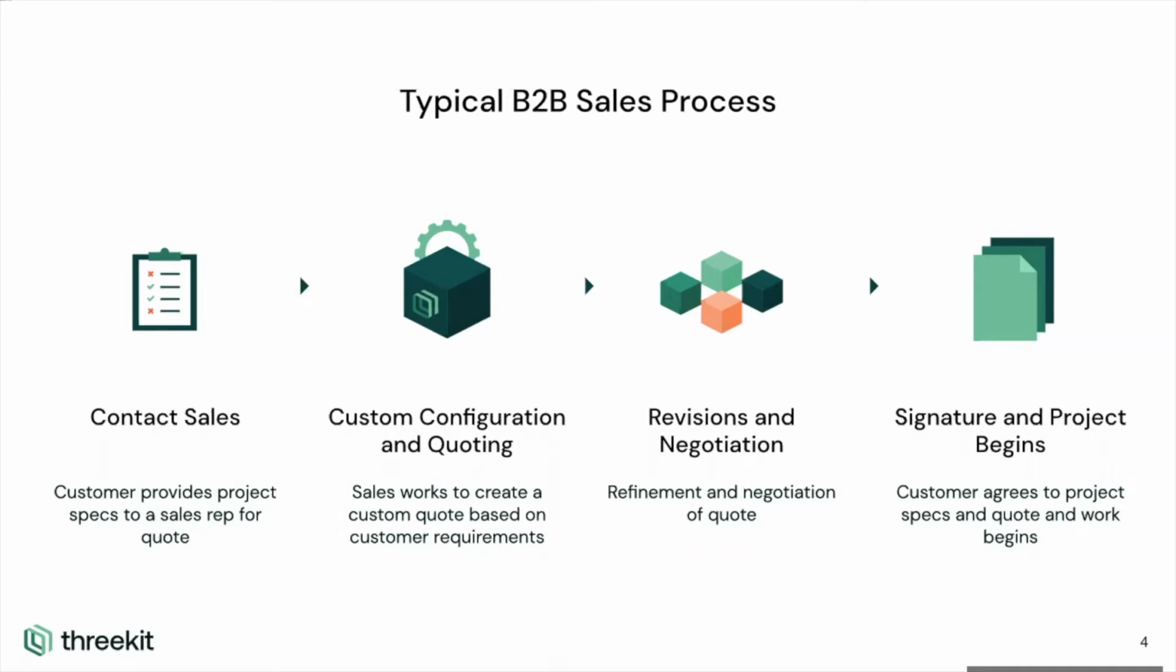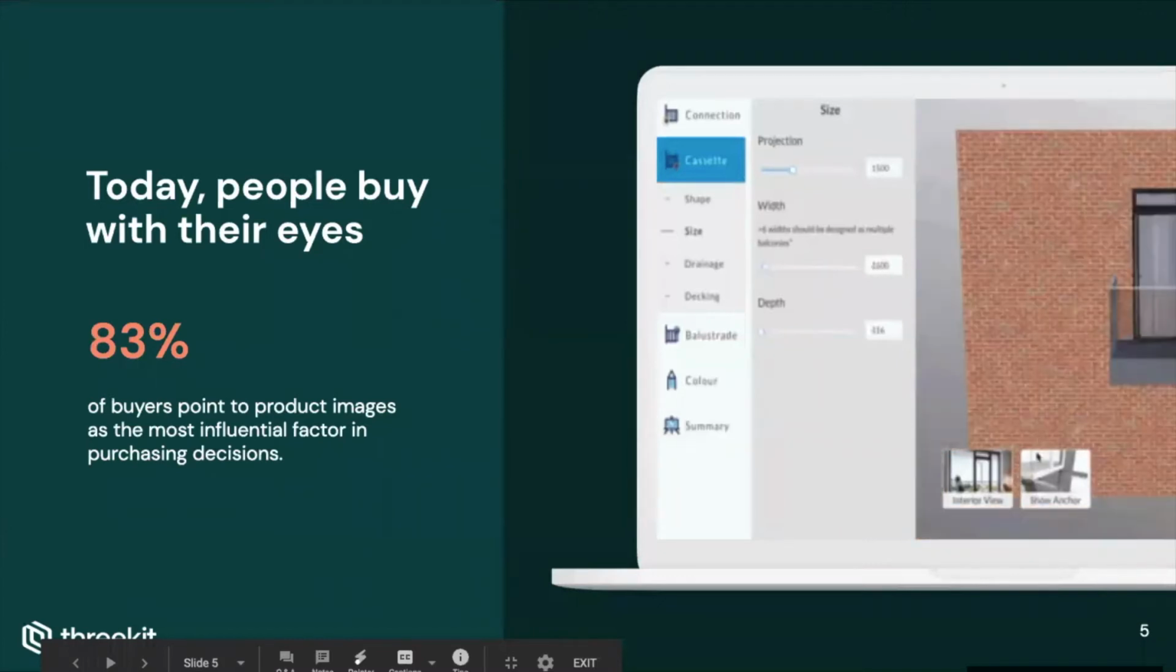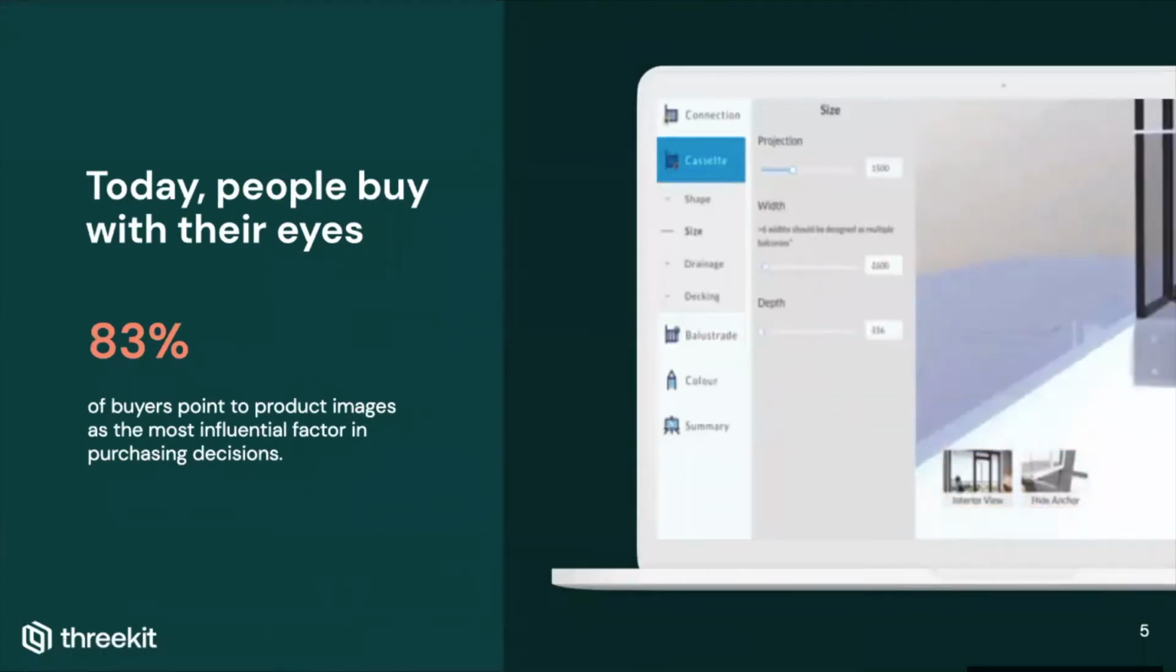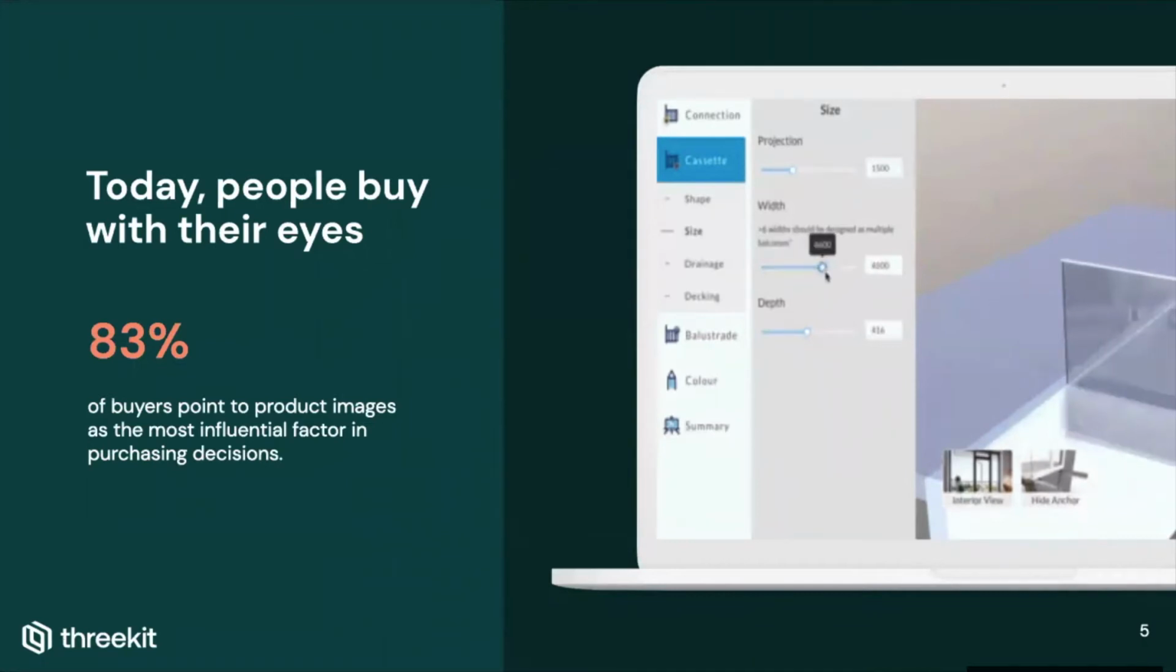But CPQ, configure price quote, has been very helpful in fulfilling correct orders and allowing customers to fill out forms online and create their products, offering up some sort of self-service. But there's still one major aspect missing. Will, if you can flip it on over. Visuals. We still have to realize and remember that 83% of buyers point towards visualization as their most influential factor in their purchase.